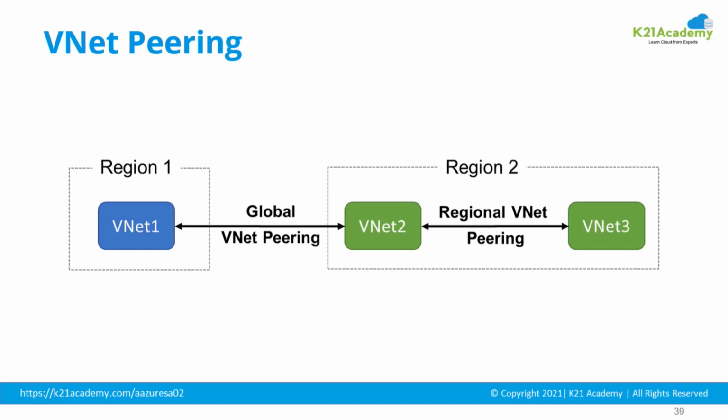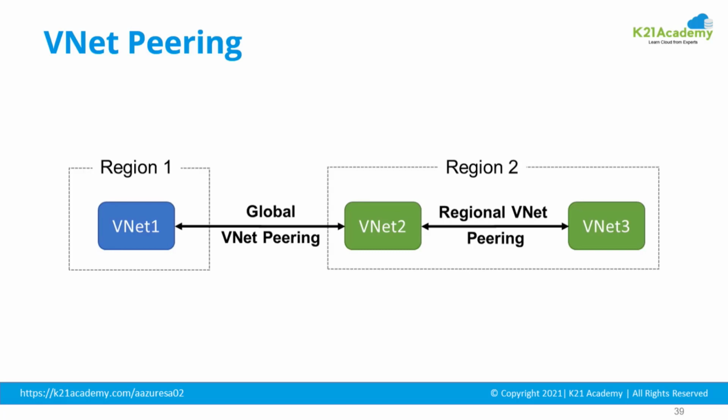What is VNet Peering? So in Azure, you have different networks, and these networks are specific to a region. So when you create a network, it will be available only in that region. You can create multiple networks or VNets inside a region, but if you have machines in two different regions, then you'll be creating two different networks.